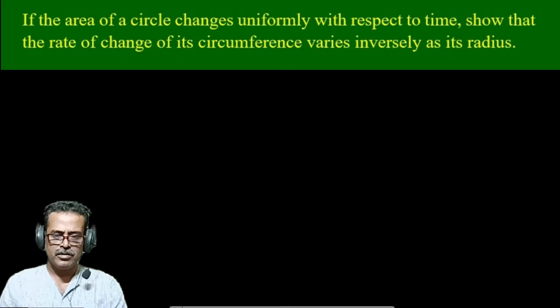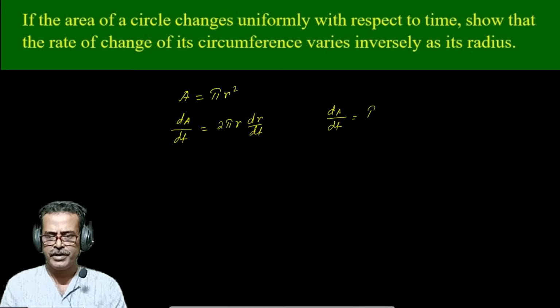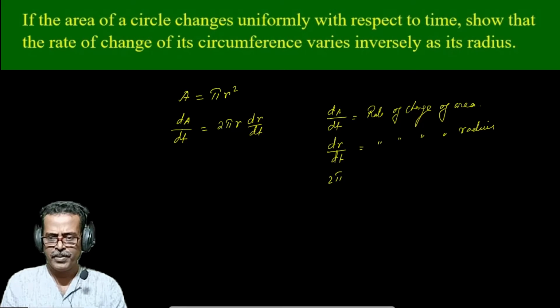Okay. So area of the circle A is equal to pi r square. dA/dt is equal to 2 pi r dr/dt. dA/dt is the rate of change of area, and dr/dt is the rate of change of radius. 2 pi r is equal to S, the circumference.